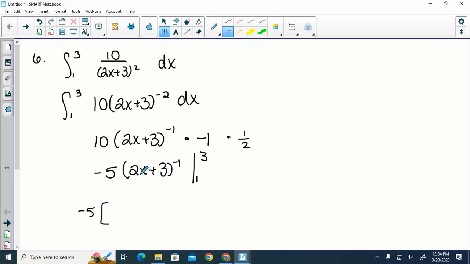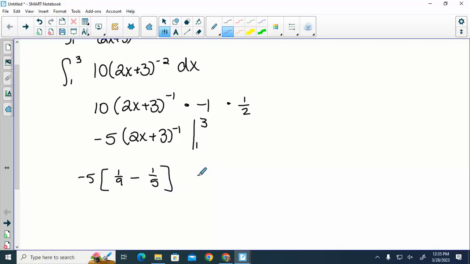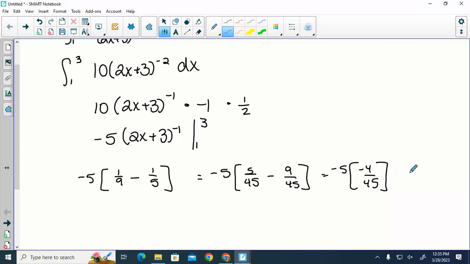So if I plug in a 3, I get 9 to the negative 1, so 1/9. Minus, if I plug in a 1, I get 5 to the negative 1, so 1/5. Just for fun, let's subtract and practice our fractions. 1/9 is like 5 over 45. 1/5 is 9 over 45. So you get positive coordinates.